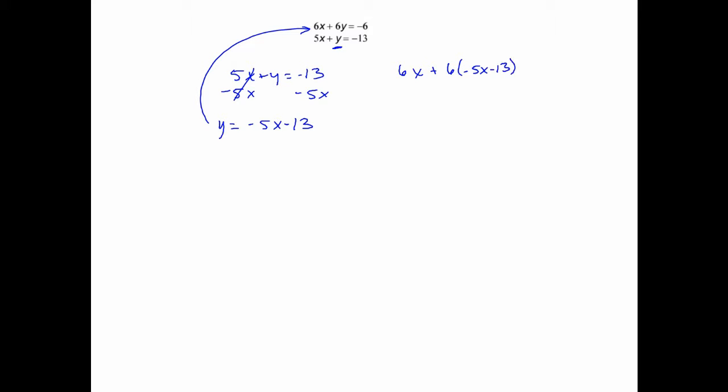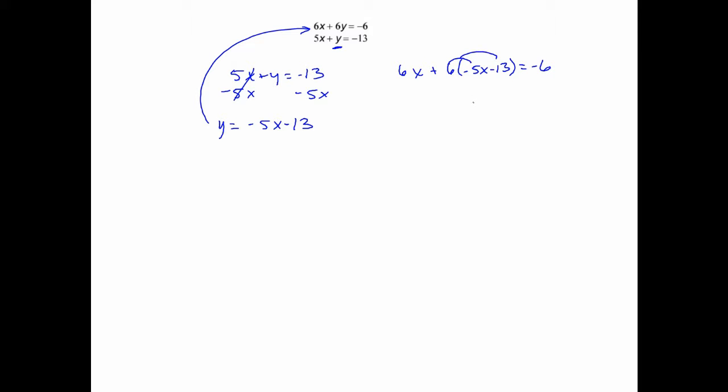So yes, my y is alone, so I'm going to have 5x plus y equals negative 13. Subtract 5x on both sides. So y equals negative 5x minus 13. And go ahead and plug it back into the one we haven't messed with. So 6x plus 6, well, we know what y is. That's negative 5x minus 13. That should equal negative 6.